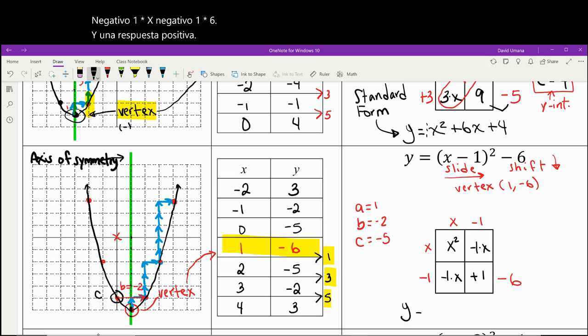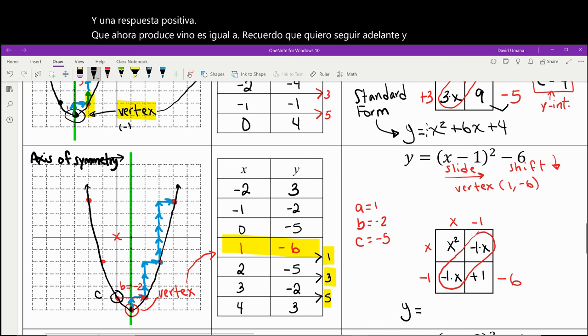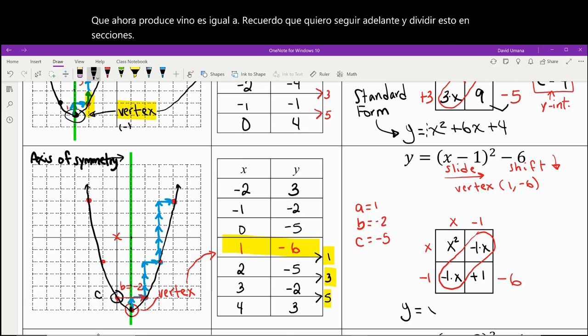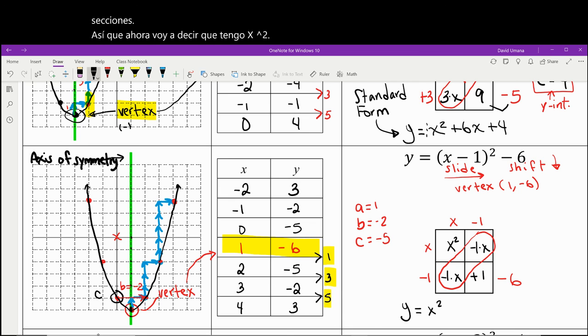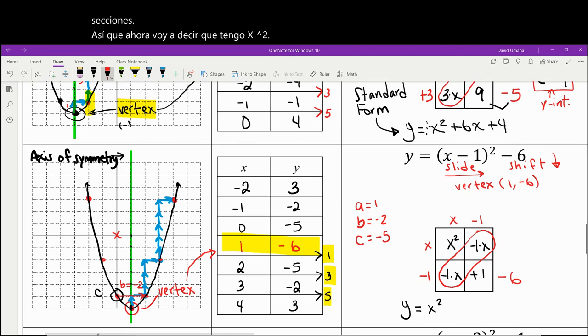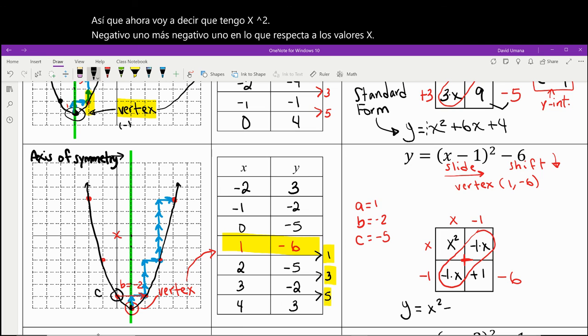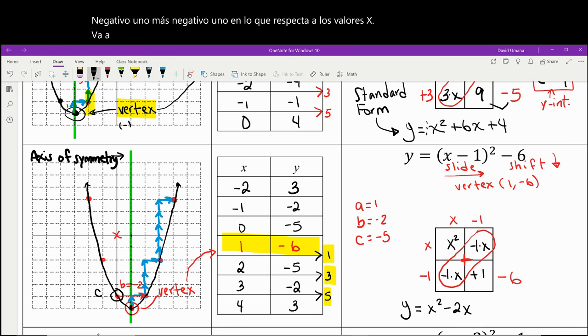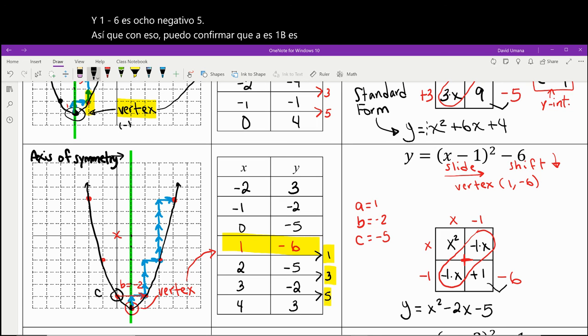That now produces y is equal to, remember, I'm going to go ahead and break this into sections. So now I'm going to say that I have x squared, -1 plus -1, as far as the x values are concerned, is going to be a -2x, and 1 minus 6 is a -5. So with that, I can confirm that A is 1, B is -2, C is -5.